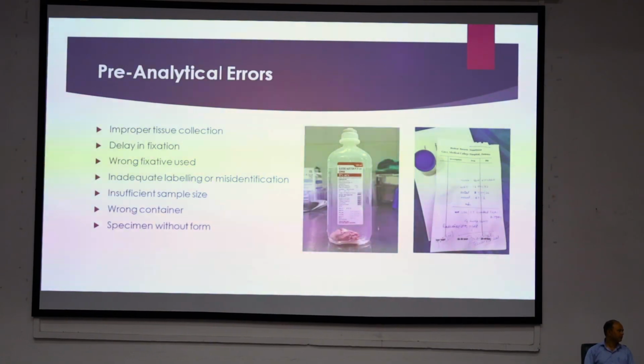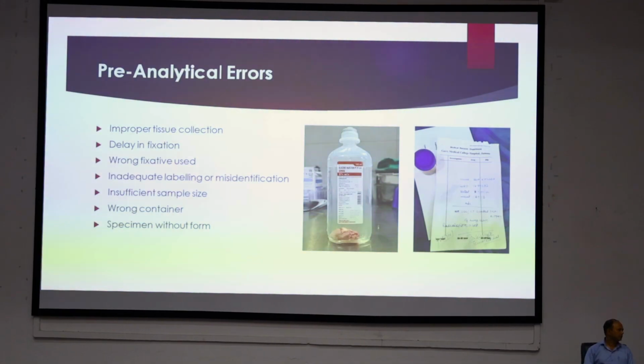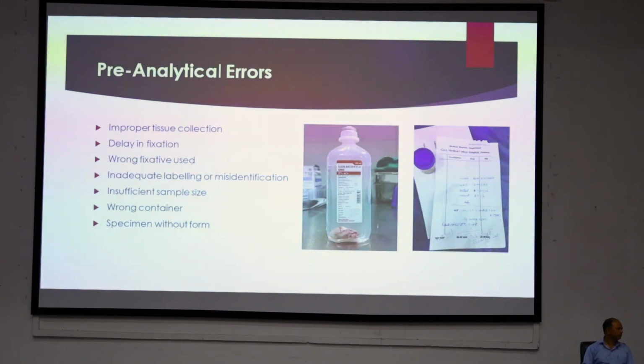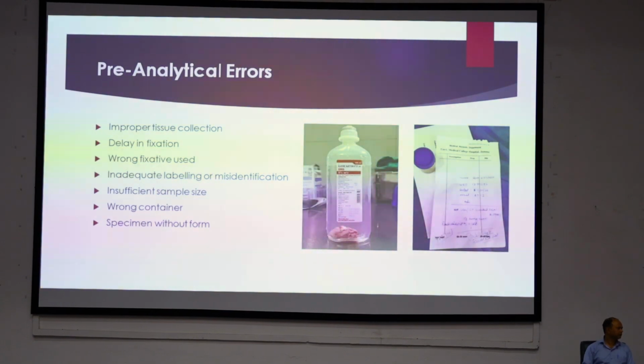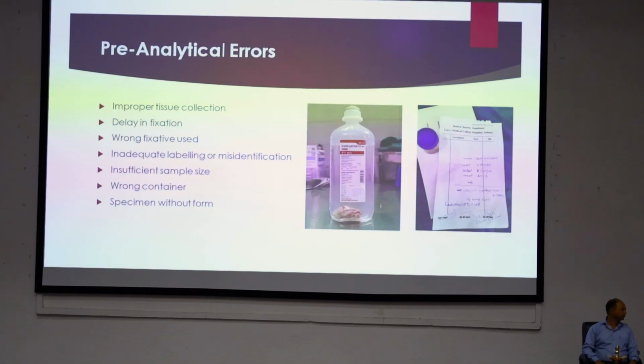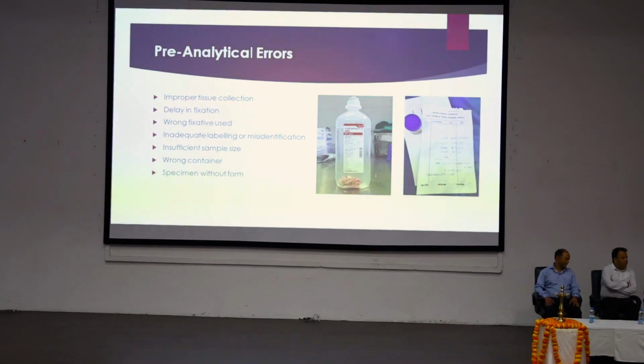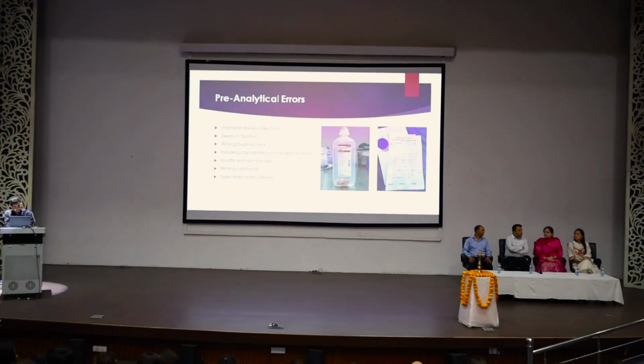Inadequate labeling or misidentification. Since when they collect samples, they do not collect a single sample a day. They collect multiple samples. There are chances of mislabeling and misidentification on their part as well. Insufficient sample size. By insufficient sample size, we understand that sometimes they send us very minute biopsies, which we eventually lose in processing. Those biopsies are especially endoscopic biopsies, true cut biopsies, and core biopsies.